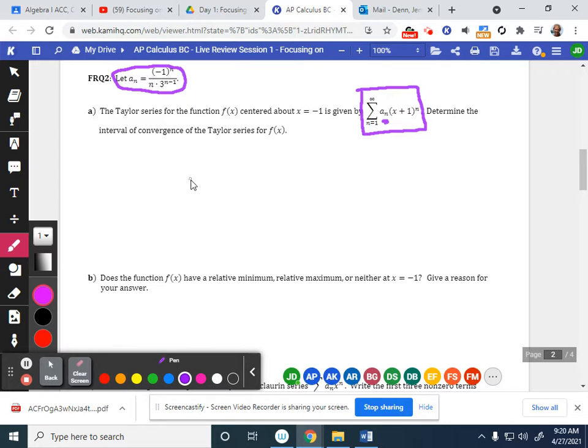Okay, sorry. Determine the interval of convergence of the Taylor series. So when we see that, we want to use the ratio test.